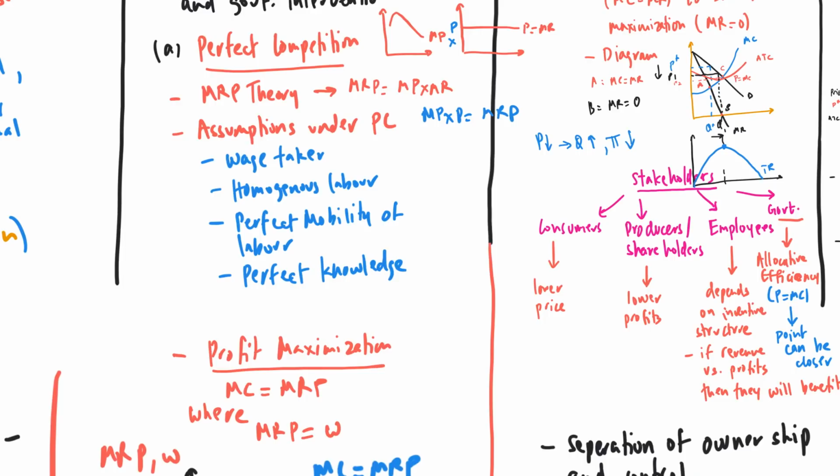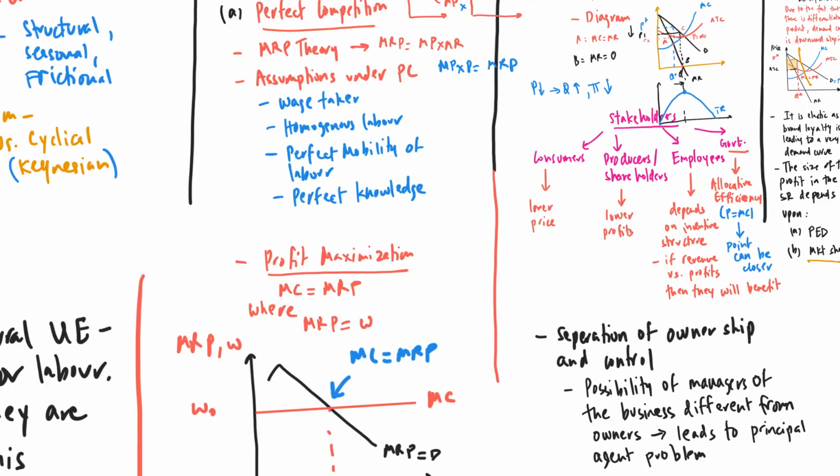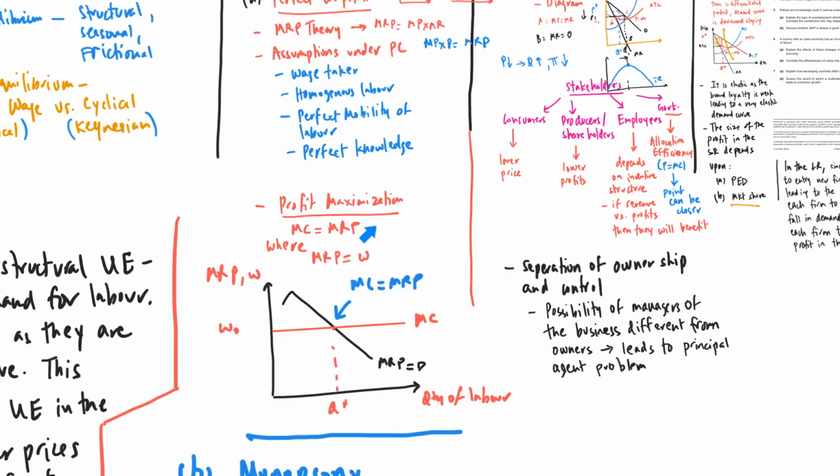Then we talk about the assumptions in perfect competition. Number 1, everyone is a wage taker, labor is identical or homogeneous, there is perfect mobility of labor, and everyone has perfect knowledge about the conditions of the job market, the wages, and so on. And once we talk about the MRP theory, we say that profit maximization happens where MC equals MRP. This is the point where the extra revenue from hiring an extra worker, which is MRP, is equal to the extra cost of hiring the worker, which is the wage, and the profits are maximized. This is what we call the profit maximizing level of output.